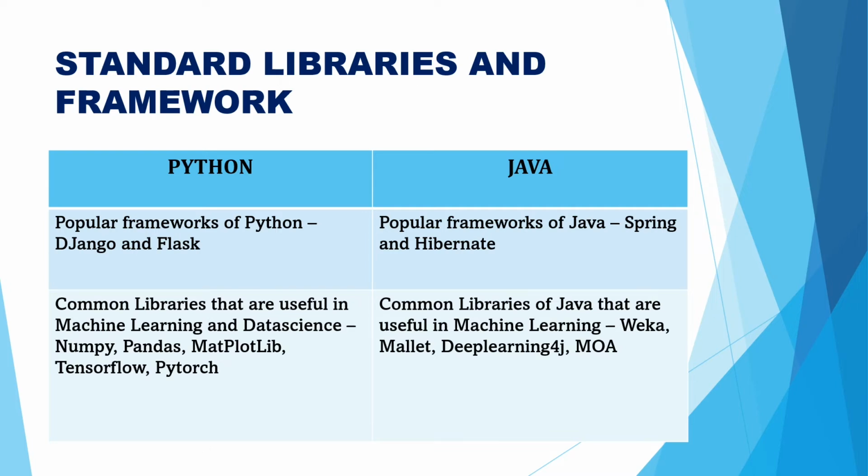Python is rich in standard libraries when compared to Java. Some common libraries that are useful in data science and machine learning are NumPy, Pandas, Matplotlib, TensorFlow, PyTorch. Some libraries of Java that are useful for machine learning are Weka, Mallet, Deeplearning4j, MOA.